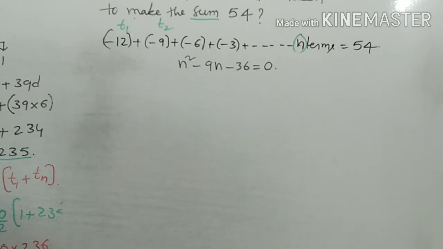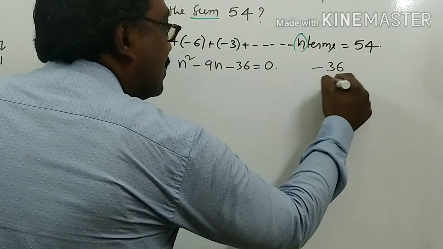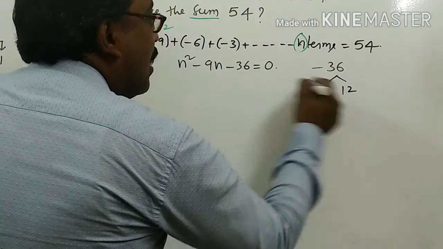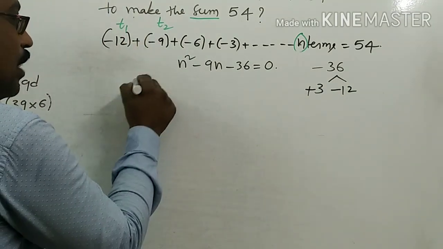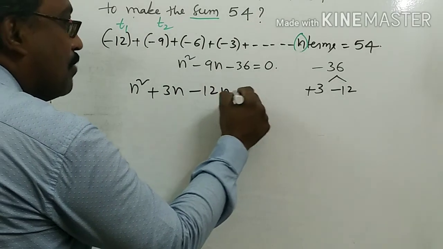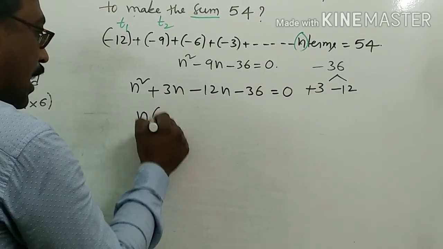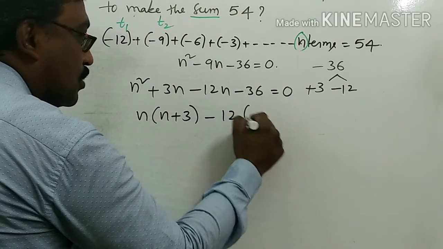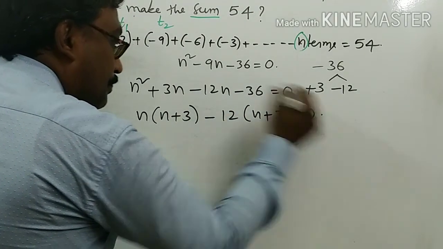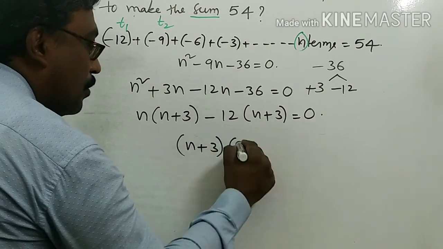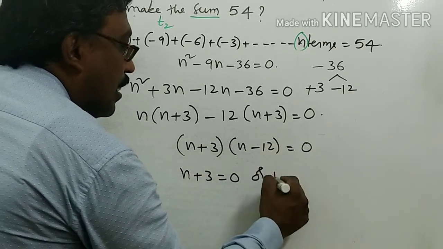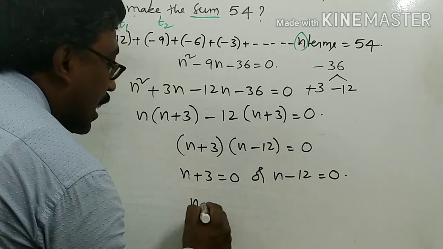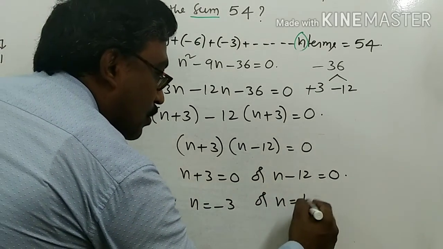Now, we got a quadratic equation. I am going with the factorization method. Minus 36. So 3 12s are 36. Here it is minus 9. Give this sign to the bigger number and plus 3. So n square plus 3n minus 12n minus 36 equal to 0. n common, n plus 3, minus 12 common. So n plus 3 into n minus 12 is equal to 0. n plus 3 is equal to 0 or n minus 12 is equal to 0. n is equal to minus 3 or n is equal to 12.